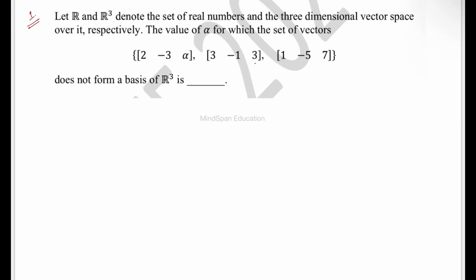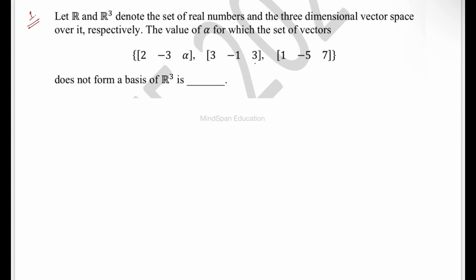Okay, let's start with question number 1. Let R and R^3 denote the set of real numbers and the three-dimensional vector space respectively. Find the value of alpha for which the set of vectors does not form a basis of R^3.